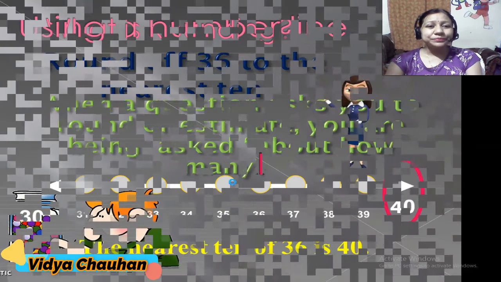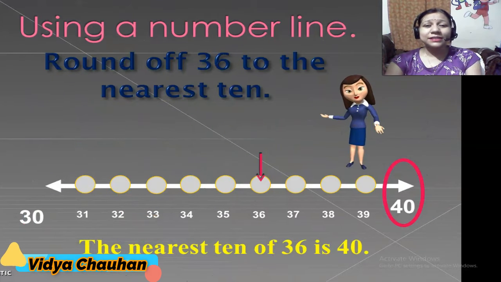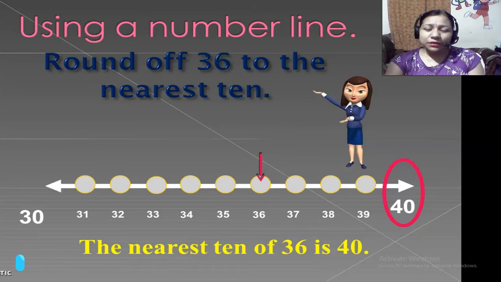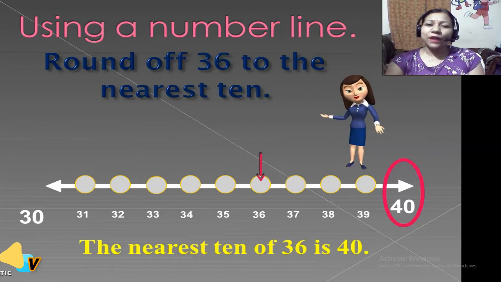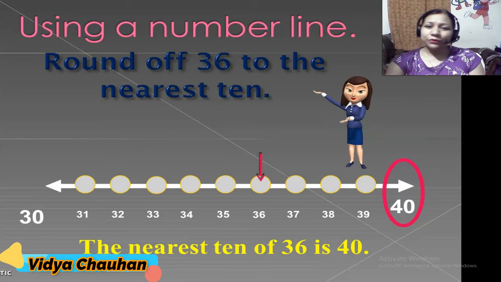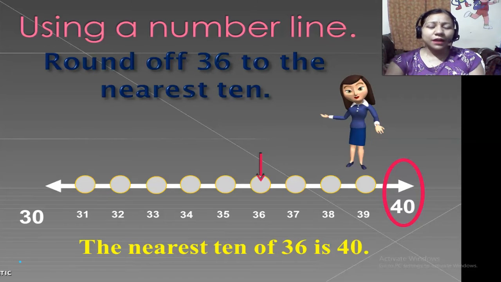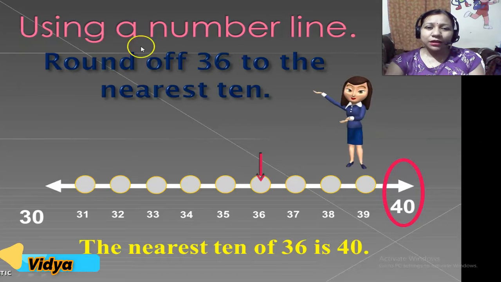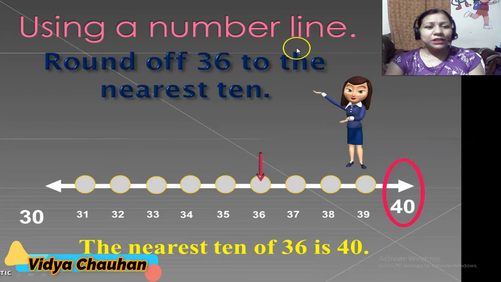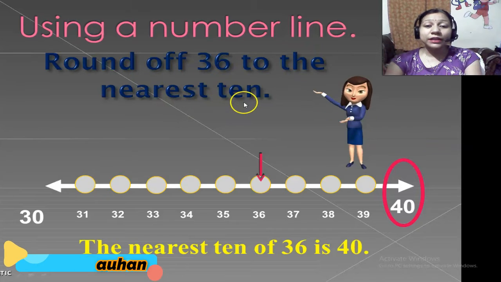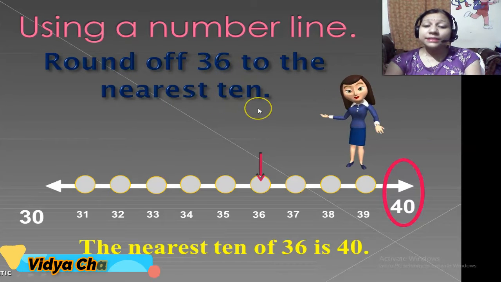Okay students. So starting at this initial stage, the easiest way of rounding off numbers is using a number line, and we will learn how to round off the numbers to nearest 10, 100, 1000 by using a number line. So my first question is round off 36 to the nearest 10. If it is said that you have to round off 36 to nearest 10.